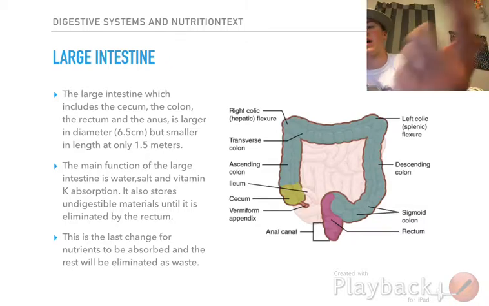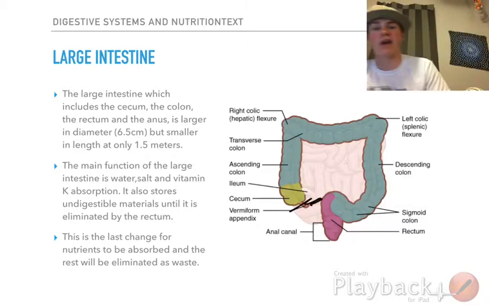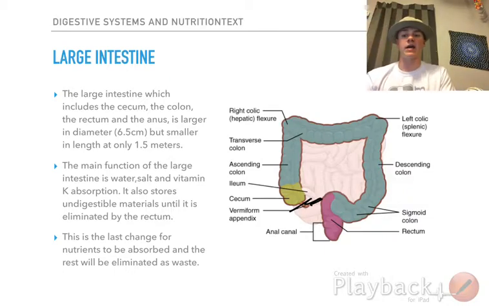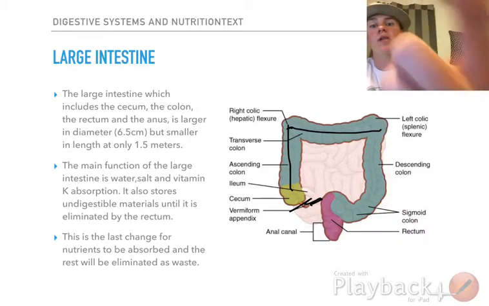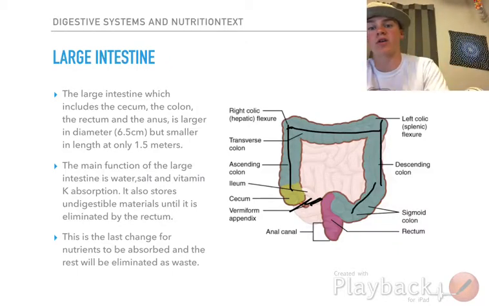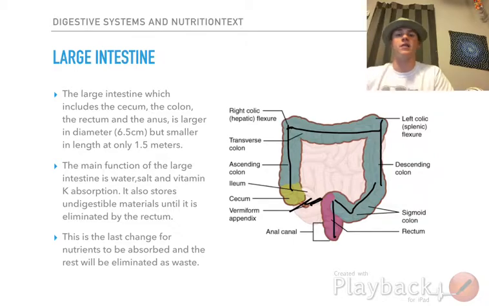And then right here are the parts of it, your appendix, which a lot of people have to have removed before they get appendicitis, which really you don't need at all. It kind of serves no purpose. But it starts in the cecum. You go up the ascending colon through the right colic, then through the transverse colon, through the left colic, descending colon, sigmoid colon, into the rectum, and finally out the anal cavity.